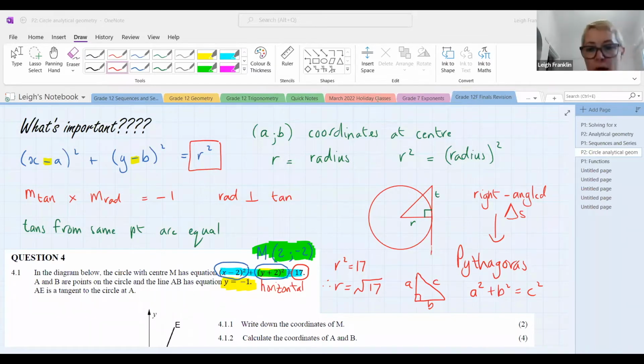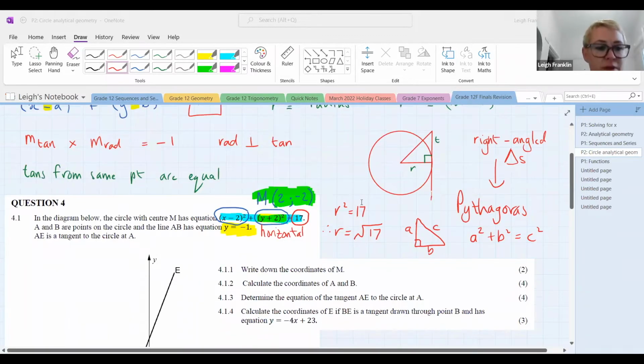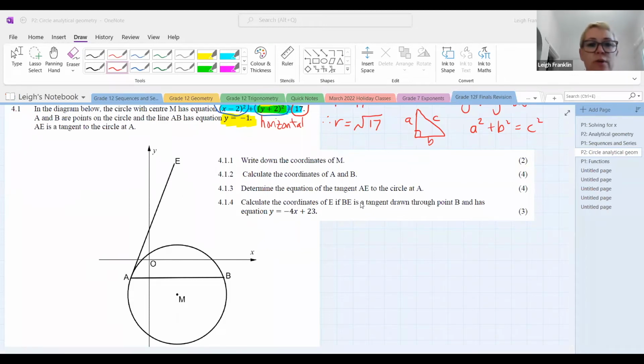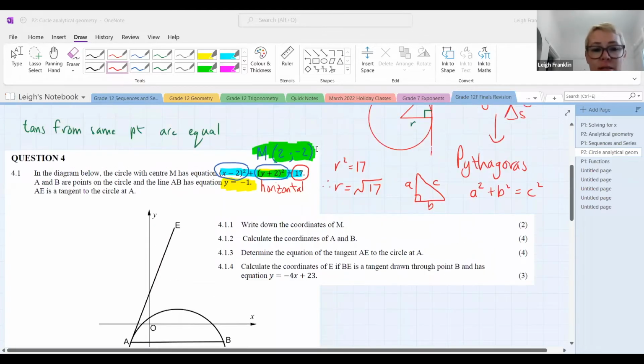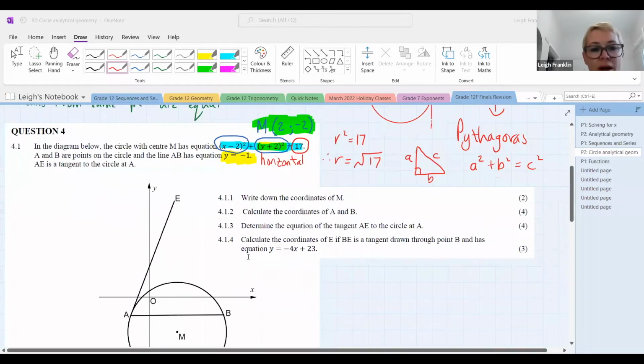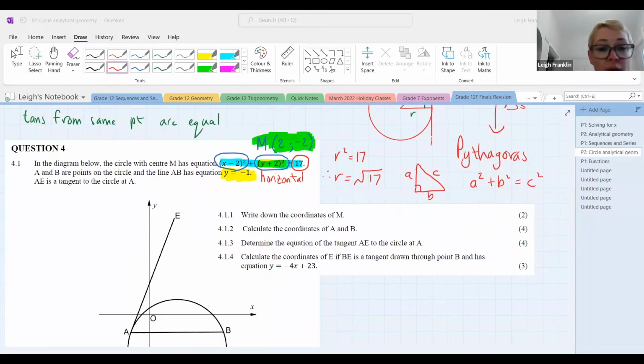Good. All right. So now that we've analyzed the information that's been given to us, we also note that AE is a tangent to the circle, so it touches the circle in one place. Now we can set about trying to answer the questions. Well, we've actually already answered question 4.1.1. They've asked us to write down the coordinates of M. We've already been through that. So we know that the coordinates of the center of this particular circle are 2 and negative 2. And in this case, they would give us a mark on each one, like so.